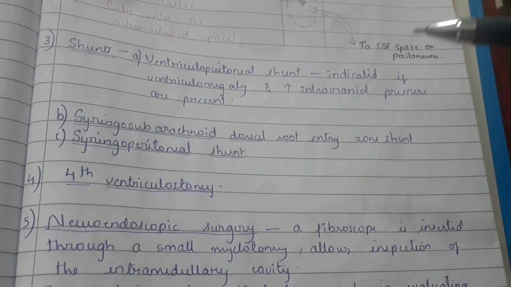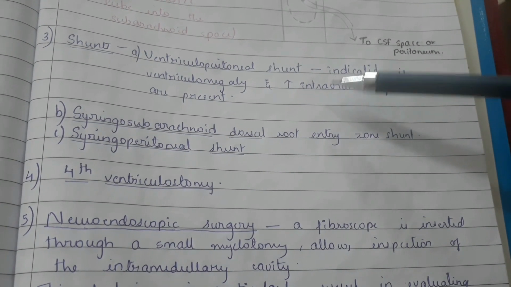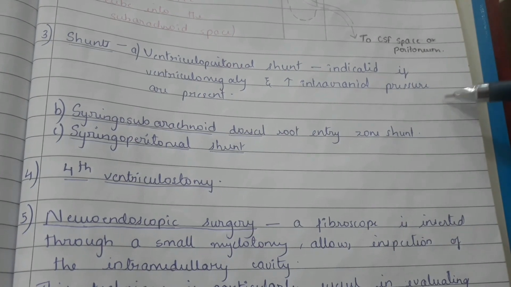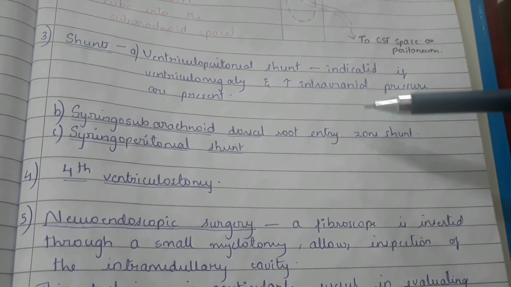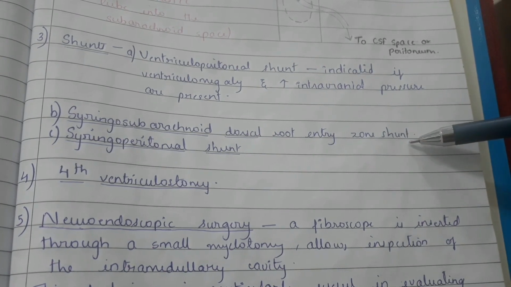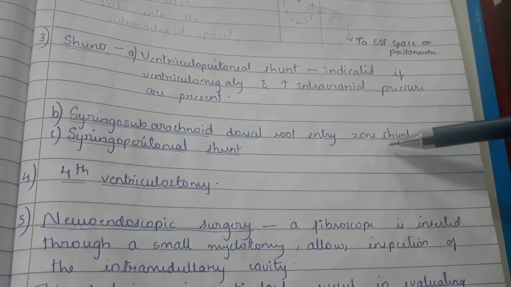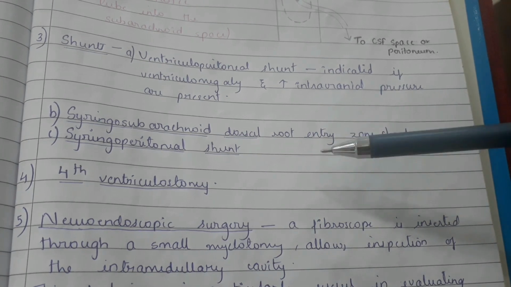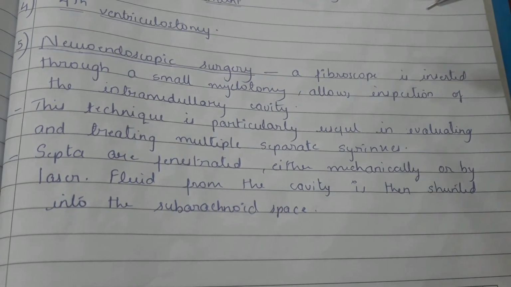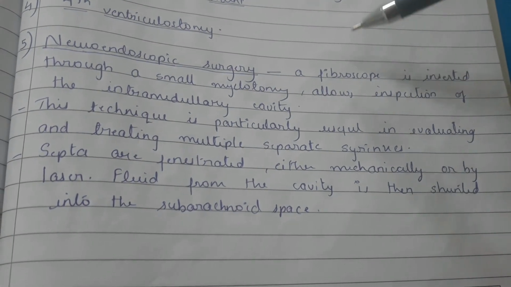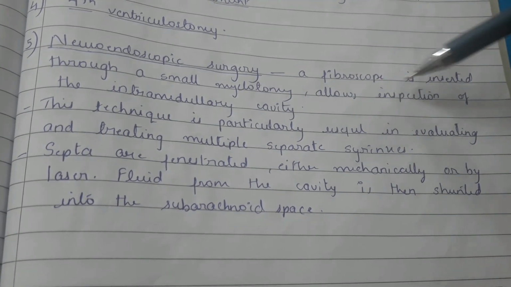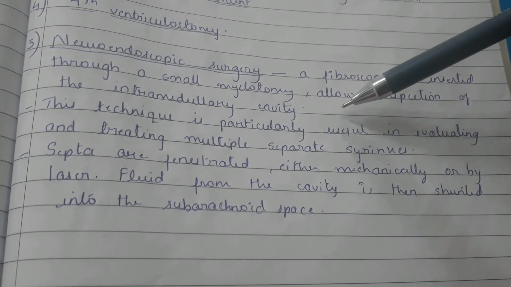Thirdly, we have shunts, which include ventriculoperitoneal shunt, indicated if ventriculomegaly and increased intracranial pressure is present, syringo-subarachnoid dorsal root entry zone shunt, and syringoperitoneal shunt. Fourthly, we have fourth ventriculostomy. And lastly, neuroendoscopic surgery, wherein a fibroscope is inserted through a small myelotomy, which allows inspection of the intramedullary cavity.